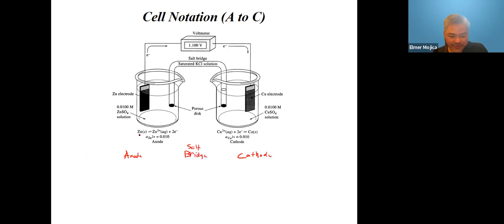So meron ka dito, ipa-follow mo lang yung species na nandoon and you put a bar to represent difference in phase. So you can put it like this one, and then ilalagay mo yung tinatawag nating activity of zinc 2 plus. So let's say nakalagay dito 0.01.